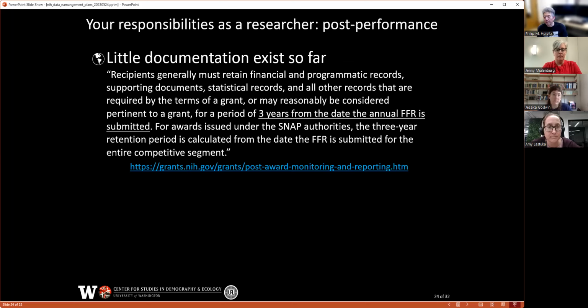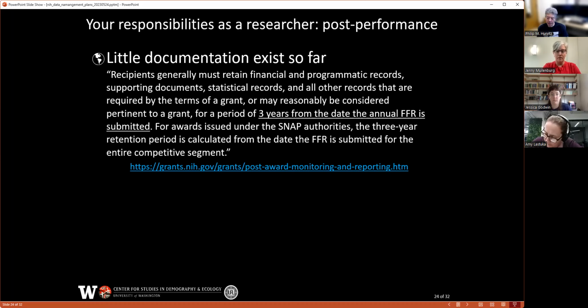Okay, post-performance, I found nothing on this. There was no "this is what you must do." So I looked a little bit about closing out of grants, and I found that recipients generally must retain financial and programmatic records. That's financial and programmatic, it's not research data. But those must be retained for at least 3 years from the date that the annual report is submitted.